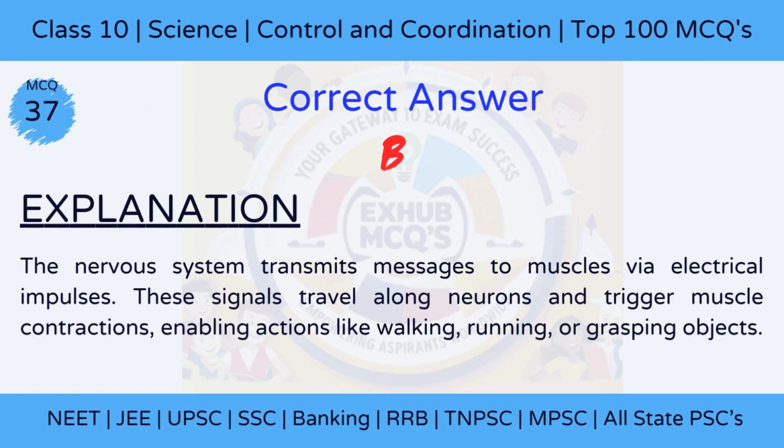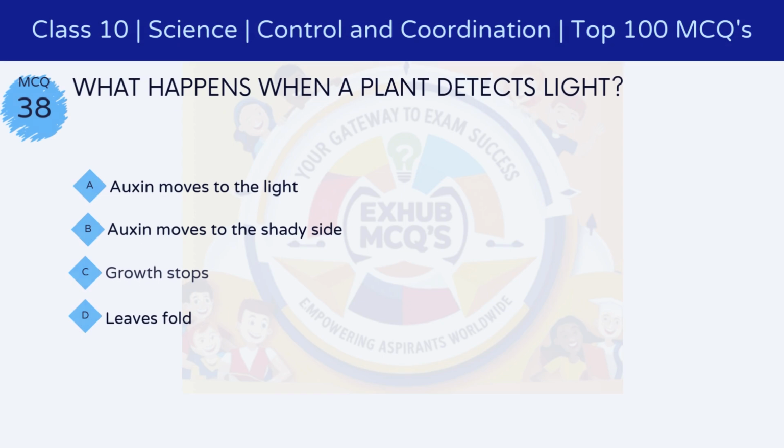The correct answer is option B, via electrical impulses. Explanation. The nervous system transmits messages to muscles via electrical impulses. These signals travel along neurons and trigger muscle contractions, enabling actions like walking, running, or grasping objects.